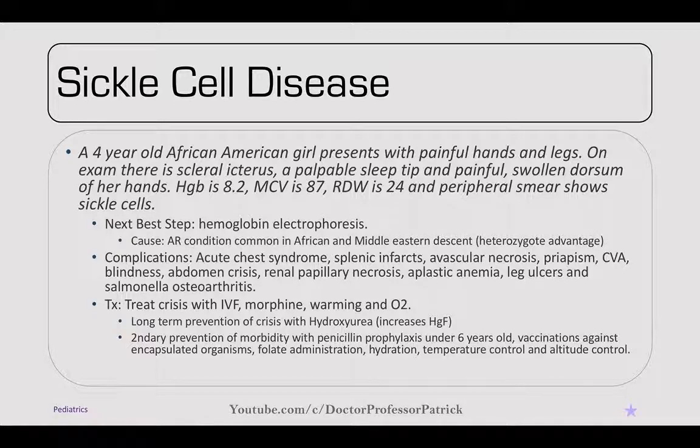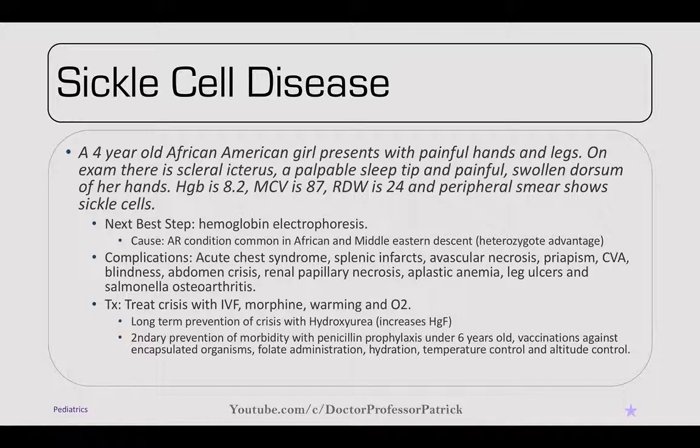And the cause is an autosomal recessive condition common in African and Middle Eastern descent. There is a heterozygote advantage where carriers were less susceptible to malarial infections. And then complications, which we'll go over next, include acute chest syndrome, splenic infarcts, avascular necrosis, priapism, strokes, blindness, abdominal crises, renal papillary necrosis, aplastic anemia, ulcers, and salmonella osteomyelitis.